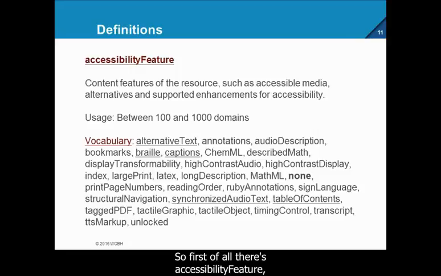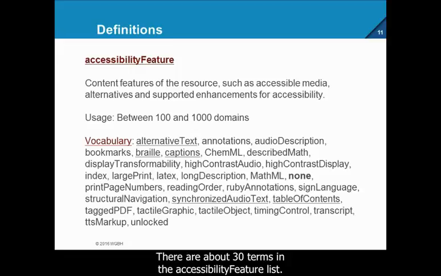So first of all, there's accessibility feature, which describes the content features of the resource, such as accessible media, alternatives, and supported enhancements for accessibility. This is so far the most popular of the terms. Schema.org automatically counts how many domains are using each term in their organizational schema. And accessibility feature is used at between 100 and 1,000 domains right now. So we'd like to see that go up, but it's definitely a good start.